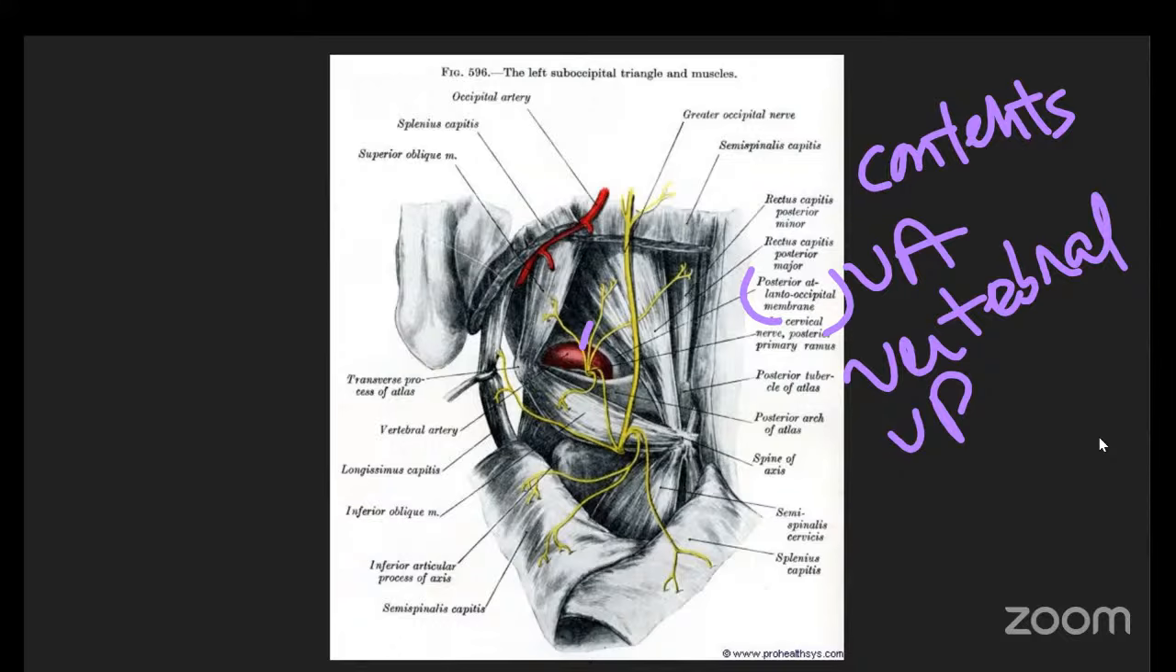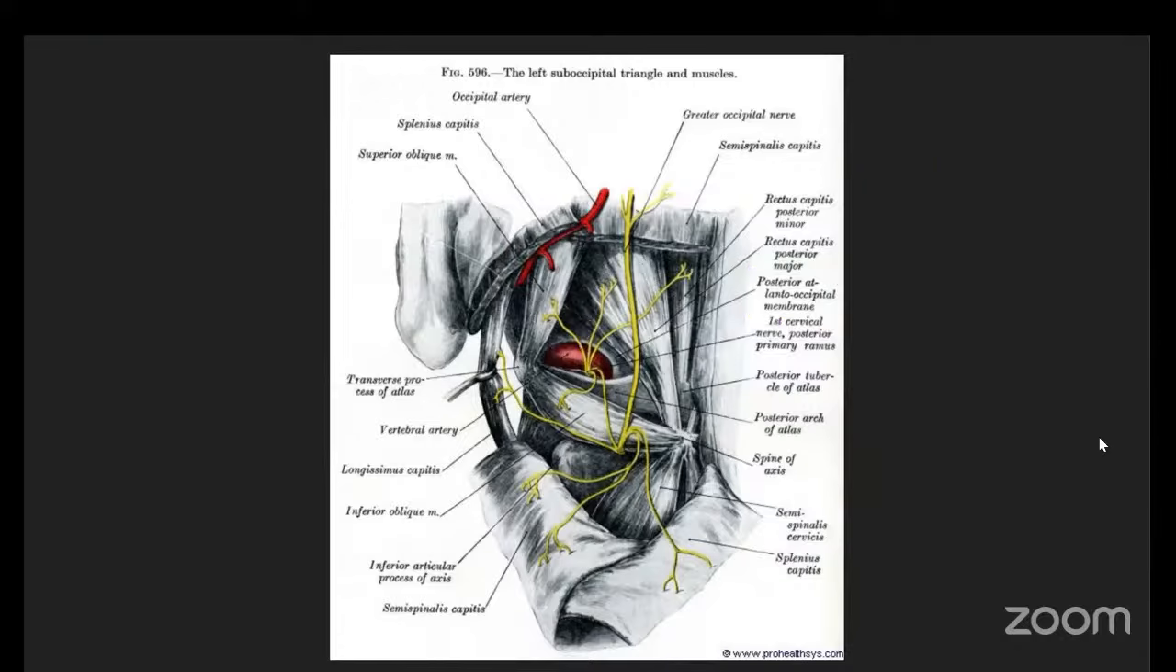Let me see. Where did my screen go? I have no idea why my screen keeps shifting. My slide is visible to you all? Yes, it's visible to us. Okay, it's not visible to me for some reason. Just give me a minute.